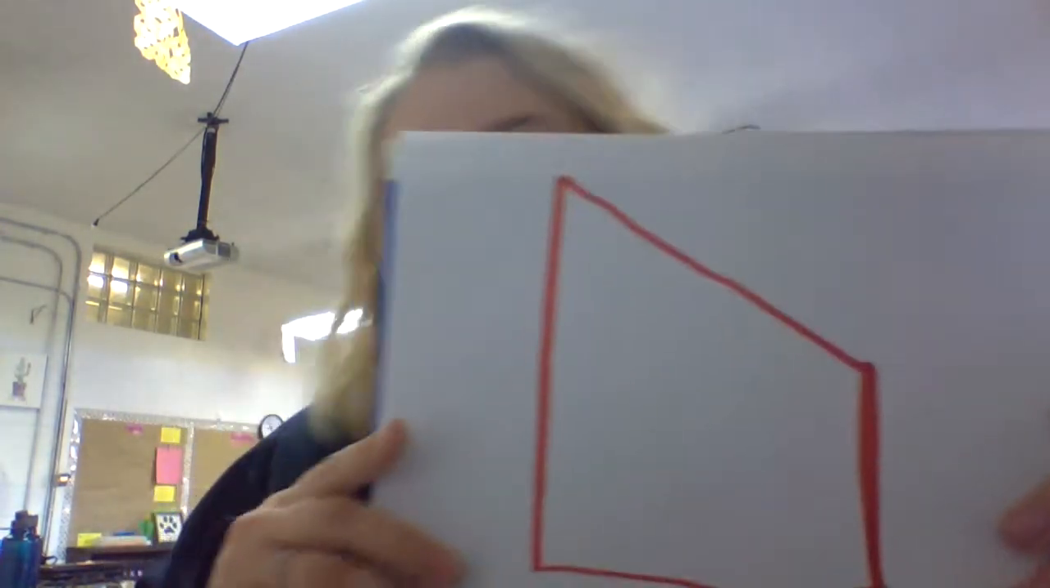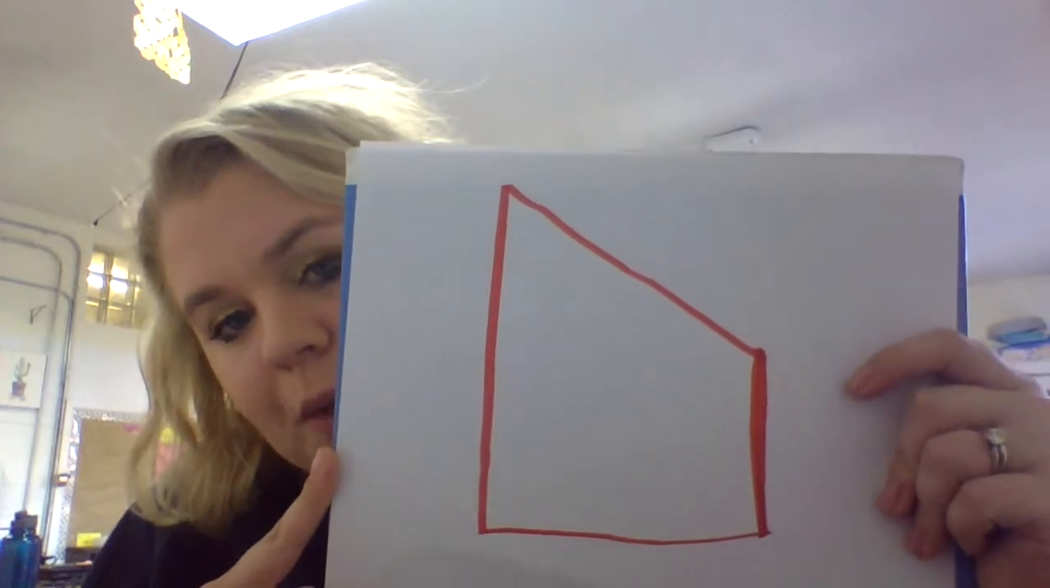As we're going through it, I'm going to drop the marker. The purple marker is going to be parallel lines, and the blue marker is going to help us find perpendicular lines. So here is our first shape. All of these that we're looking at today are quadrilaterals, which means they have 4 sides and 4 angles. So here is the first one.